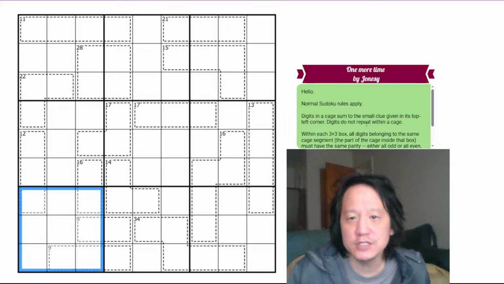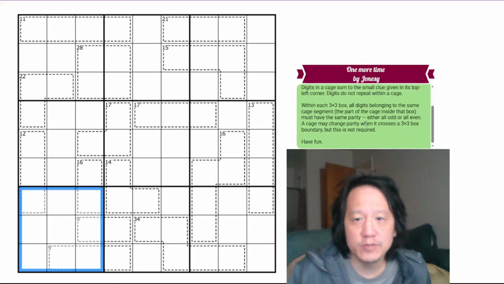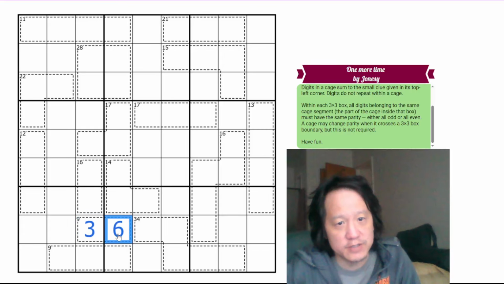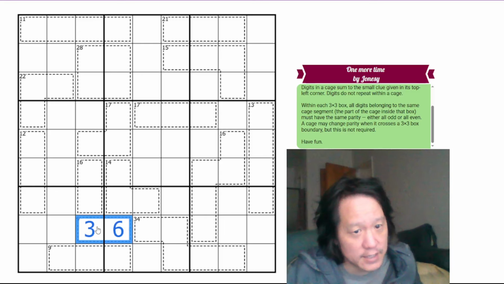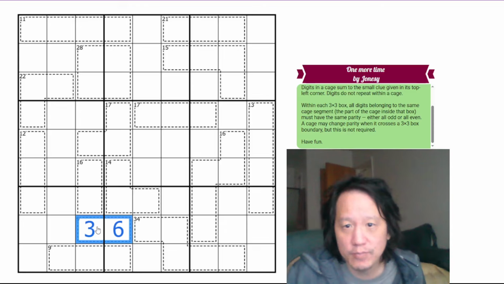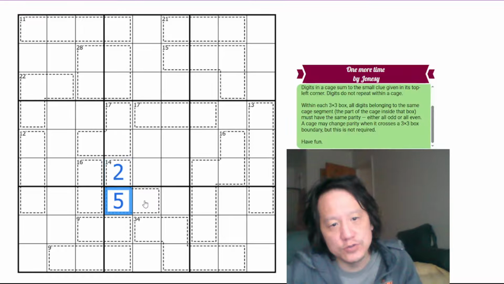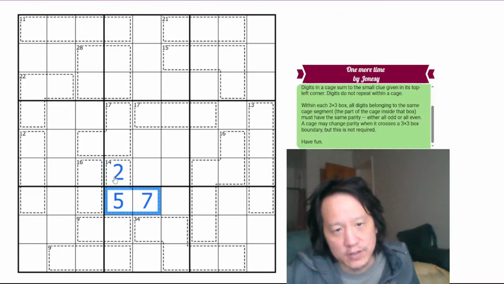Digits in a cage sum to the small clue given in its top left corner, and digits do not repeat within a cage. So, for example, if this were a 3, this would have to be a 6 because these two digits must add up to 9. And you could have something like 2, 5, 7 here, and that would be valid.